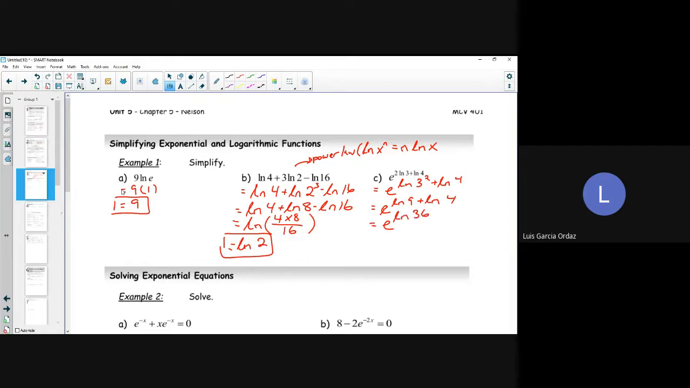And because of the rule that says e^(ln x) is just x, it just gives us x. So our solution would just be 36, because of that rule that we have, and if we count 1, 2, 3, 4, 5, the fifth rule.